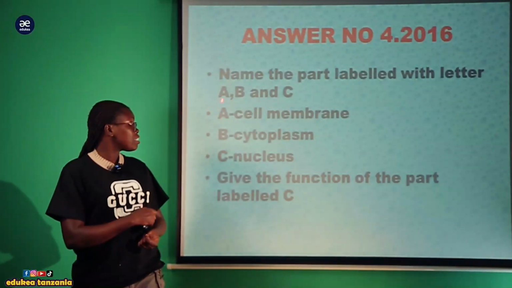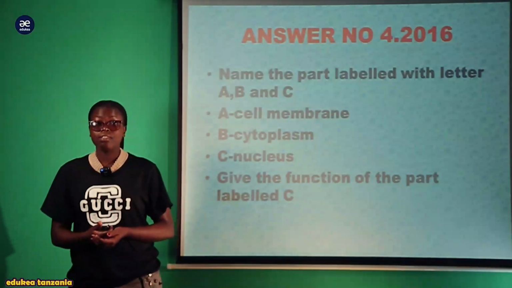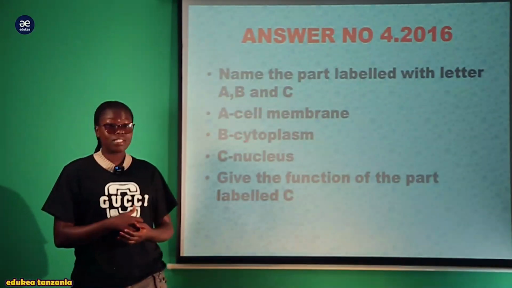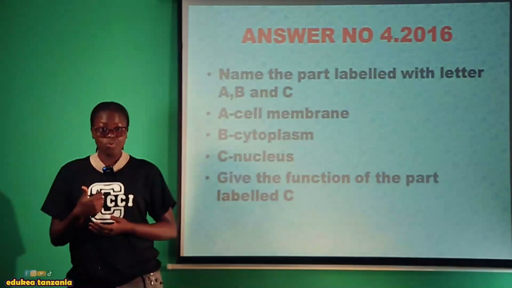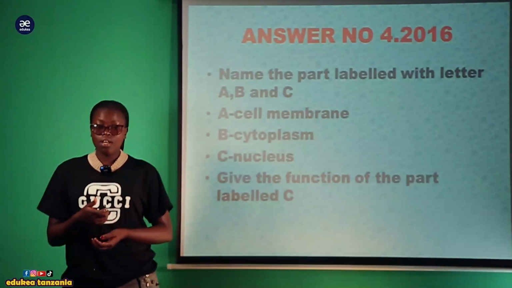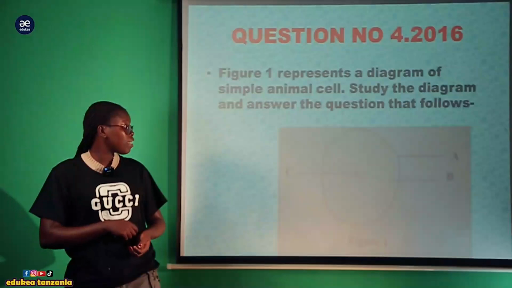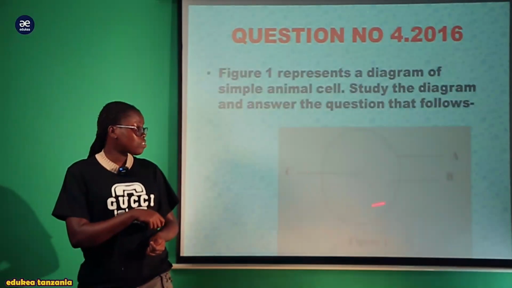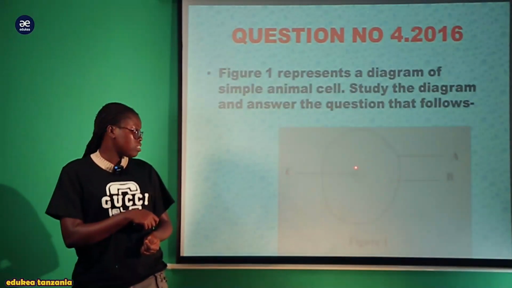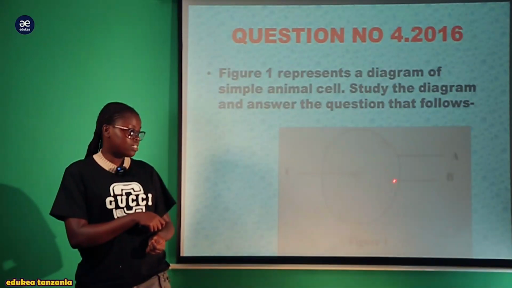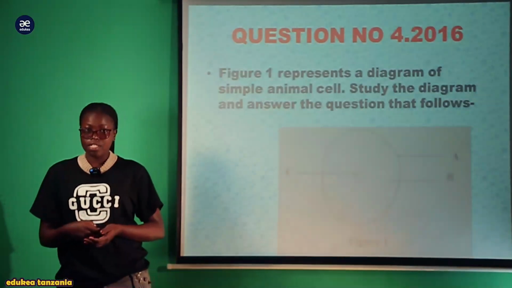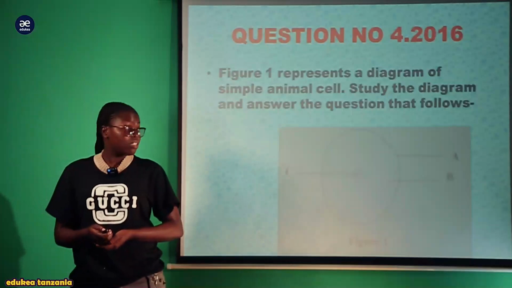So the part labeled A is the cell membrane, the part labeled B is the cytoplasm, and the part labeled C is the nucleus. As you see in our diagram here, A is the outer one, the cell membrane. C is the central one, the nucleus. And B is the cytoplasm, a jelly-like substance in which the organelles are suspended.